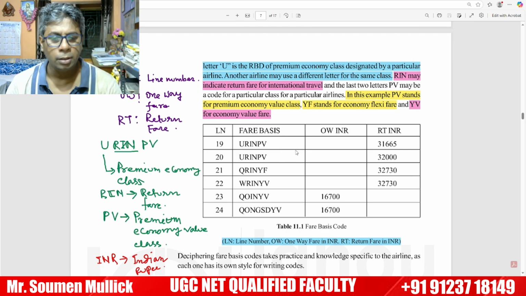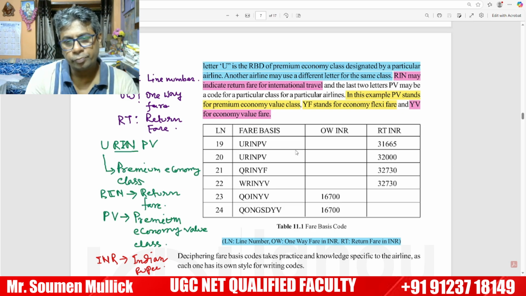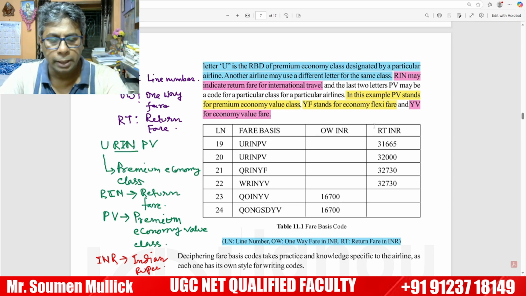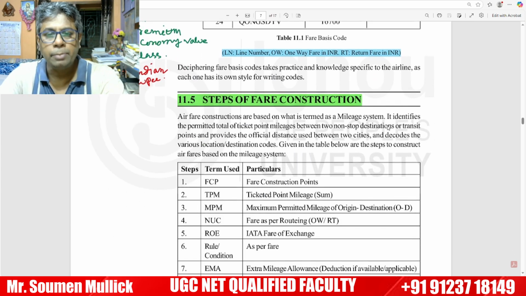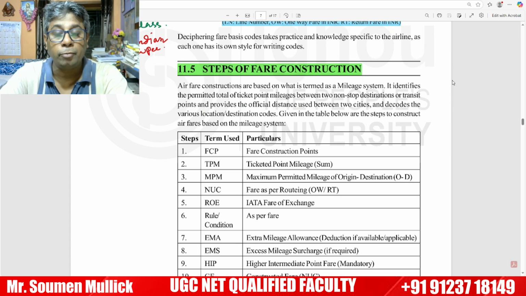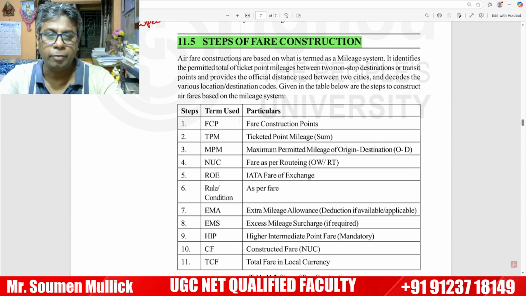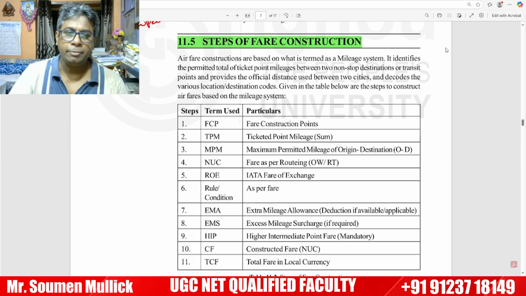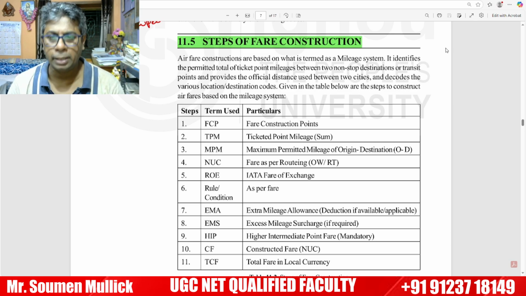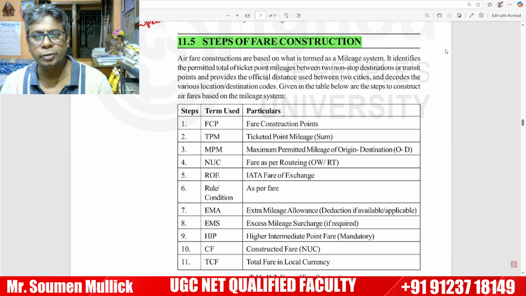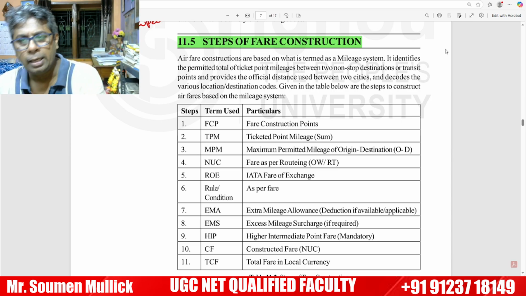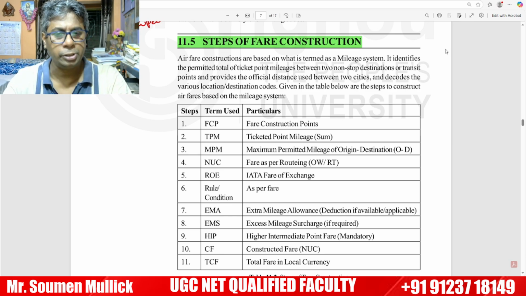This is very important for your upcoming exams, NET, UGC NET, JRF, as well as your graduation and master's degree. Next important topic, we have to understand the steps of fare construction. I have told you the 11 steps. Airfare constructions are based on what is termed a mileage system. It identifies the permitted total ticket point mileage between two non-stop destinations or transit points and provides the official distance used between two cities and decodes the various location and destination codes.